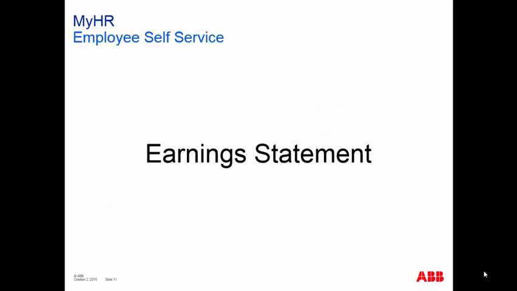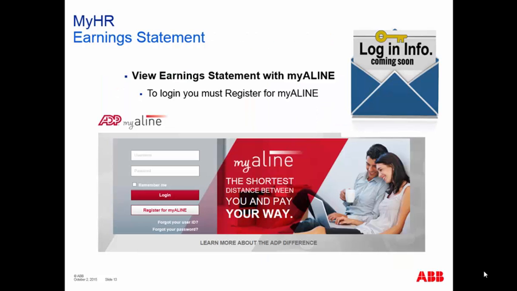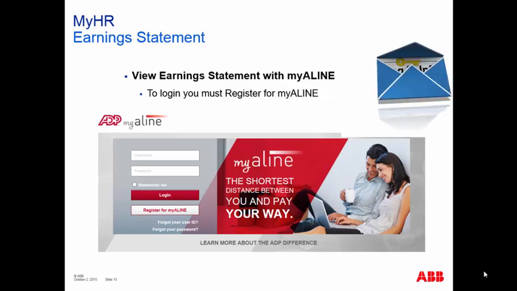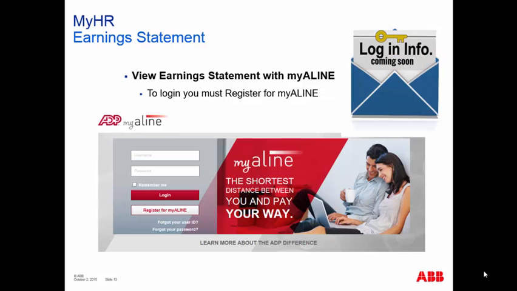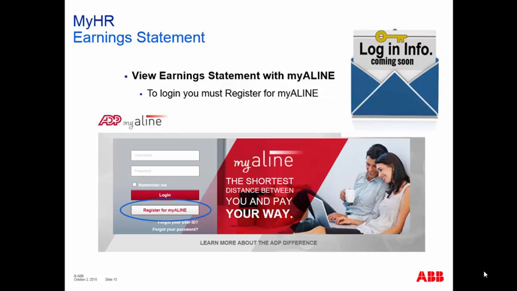Next, we will discuss your earnings statement. There are two ways to locate your earnings statement. First, you can click on Pay Statement located within the Payment tile on the dashboard of the home screen, or you can navigate the menu tree located in the left column by clicking on Payment to expand the options available to you and then simply select Pay Statement. Once you have made your selection, a new window will appear allowing you the opportunity to log into your earnings statement. To obtain login credentials, you must first click on Register for MyAlign.